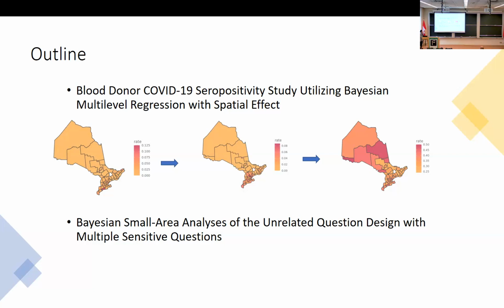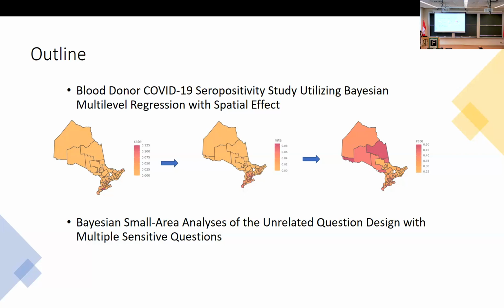And the next one is what I did previously about Bayesian small area analysis, which involves survey design that also utilizes the Bayesian hierarchical modeling architecture.